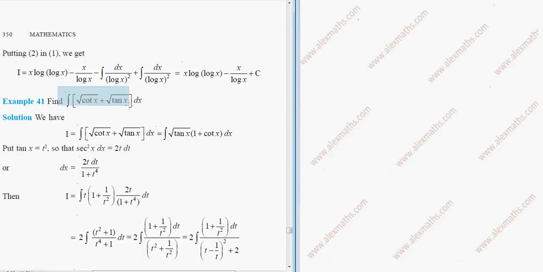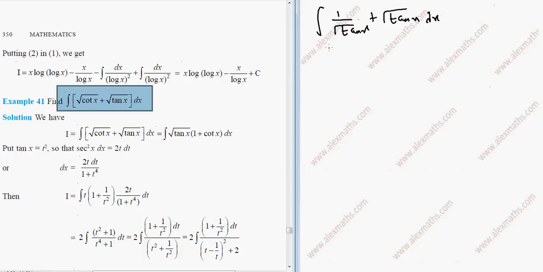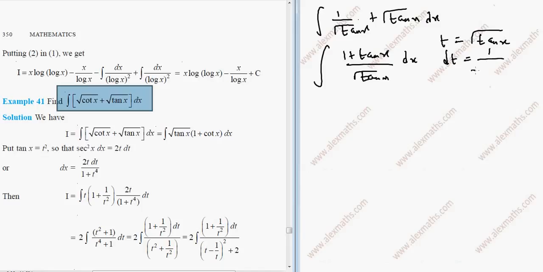Consider the next problem, integration of root cot x plus root tan x. We have two procedures, but we'll see one procedure now. You change everything in terms of tan: 1 by root tan x plus root tan x dx. After taking LCM, 1 plus tan x whole divided by root tan x dx we will get. So we will take t is equal to root tan x. What will become dt? 1 by 2 root tan x into secant square x dx.